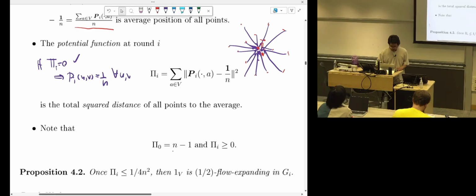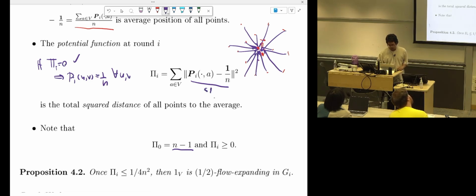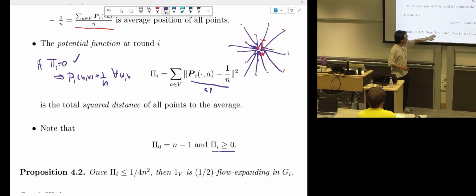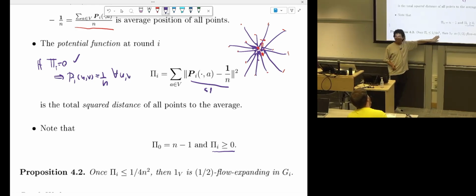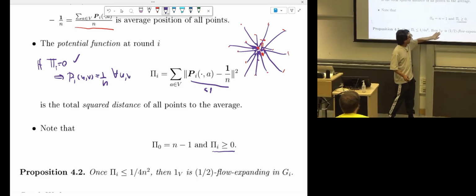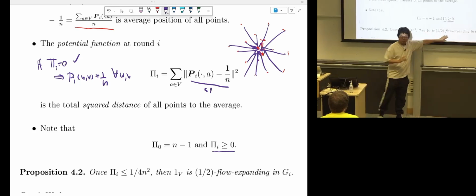Note that in the beginning, the potential is something like n. Each term is at most 1, for example, and it sums over n times, so it's at most n, but it's going to be exactly n minus 1, and the potential is at least 0. So if the potential is 0, then we are done. But I claim that if the potential is small enough, not quite 0, but just polynomially small, then we are done too. Then we have flow expansion.